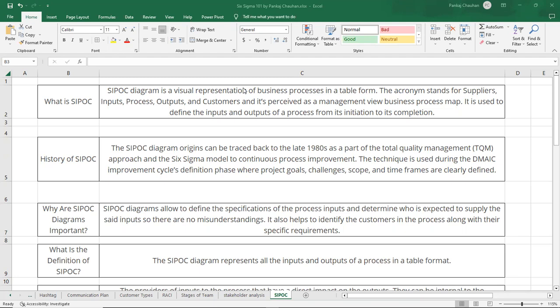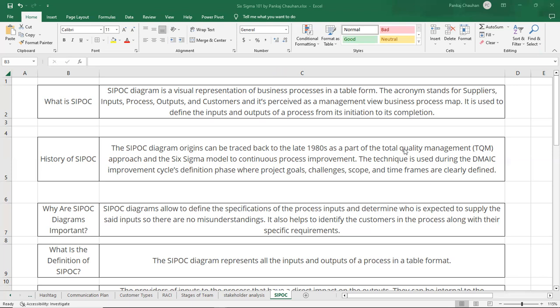So there is a supplier who supplies something as an input, which goes through the process step. Through the process, we convert this into output, and finally, we supply it to the customer, which means the customer is the one who is receiving the output. So a supplier is providing input for the process, which is converted into output, and we sell it to the customer. This is what SIPOC means.